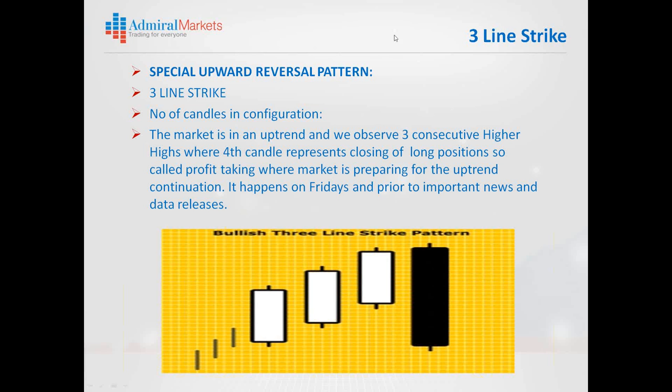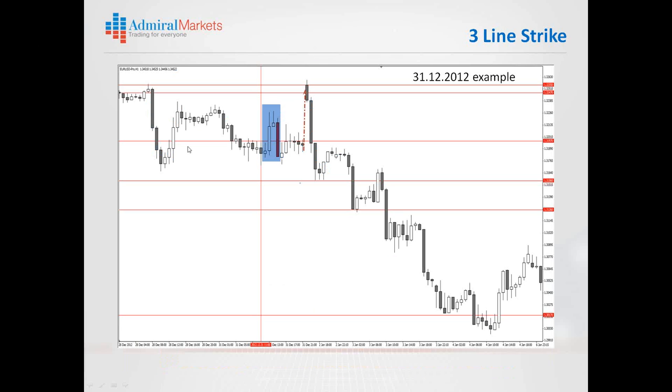The market is in an uptrend, and we observe three consecutive higher highs, but a fourth candle represents closing of long positions, so-called profit taking, where market is preparing for the uptrend continuation. But at first, it needs to collect some stops and to clear weak retail traders. It happens on Fridays and prior to important news and data releases. It's upward reversal pattern. Show us the charts, please, Chris, and everything will be clear.